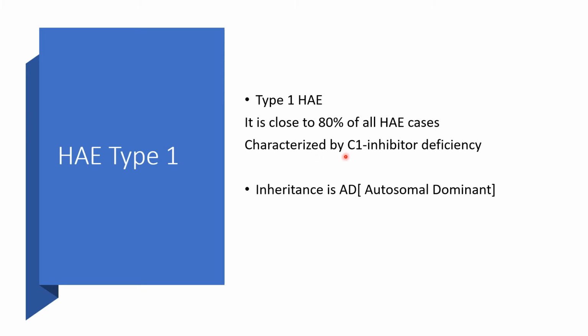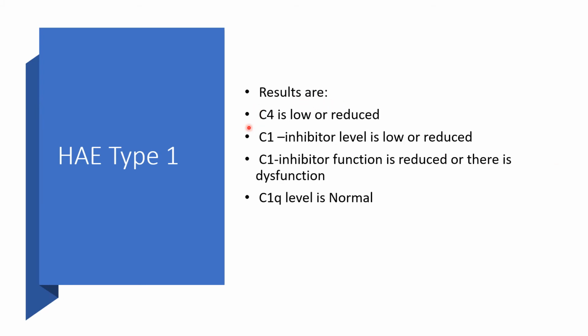This is characterized by C1 inhibitor deficiency, and the inheritance is autosomal dominant. In type 1, when you have done your complement testing and then your laboratory investigations, you are likely going to find the following results. C4 will be low or reduced. C1 esterase inhibitor level is low or reduced. C1 esterase inhibitor function is reduced or there is dysfunction. And C1q level will be normal.